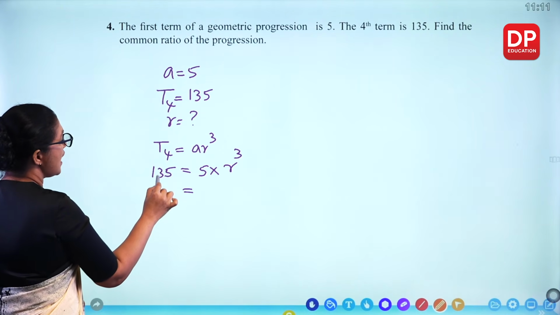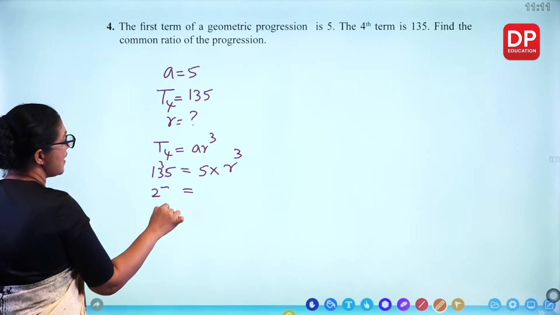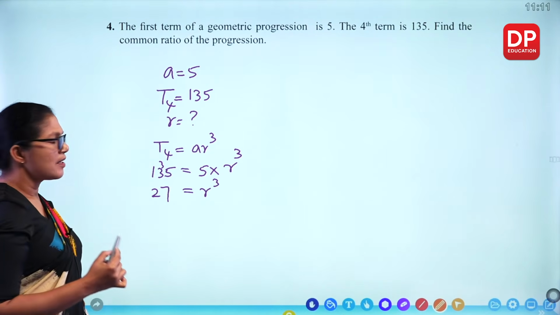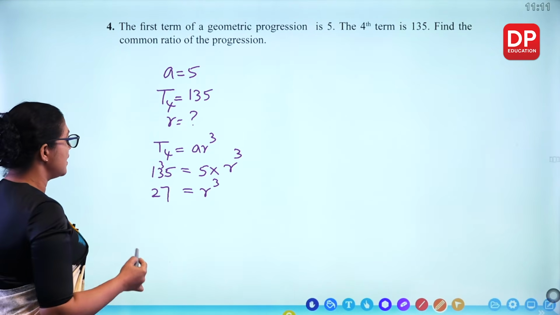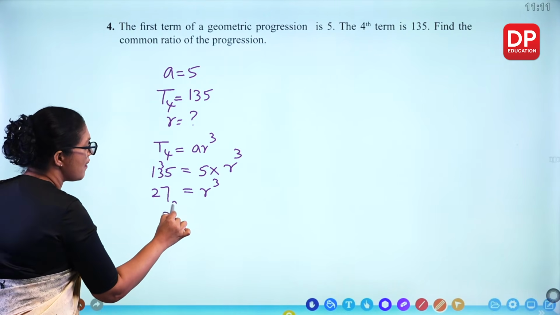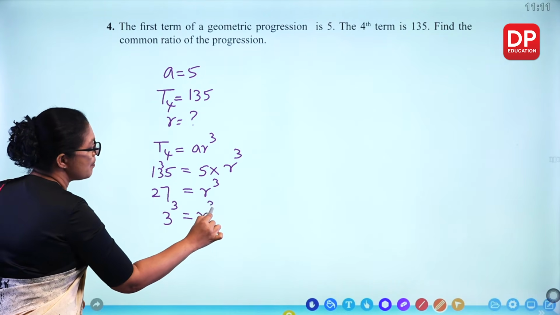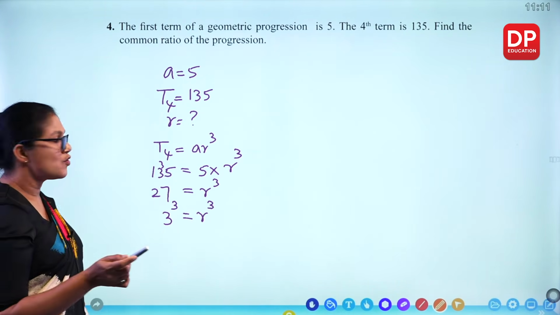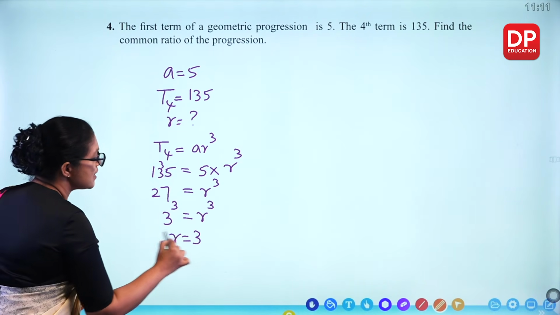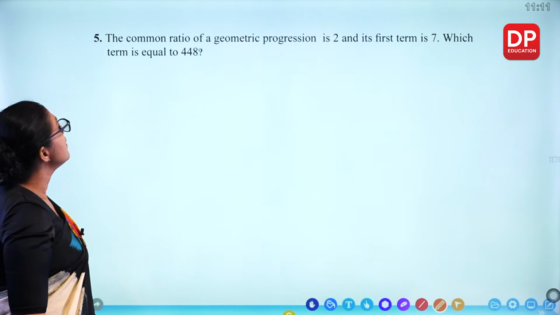5 times 2, 10. For 35, that's 7. So 27 is r to the power 3. What's 27? 3 times 3, 9. 9 times 3, 27. 3 to the power 3 is r to the power 3. Same base, you can compare the bases. r equals 3.